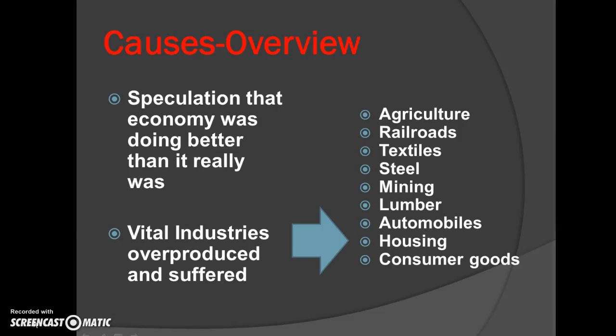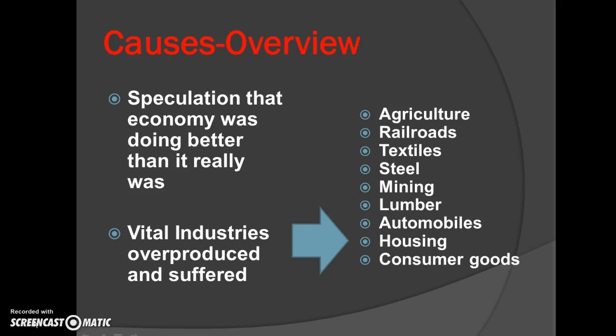One major cause is speculation that the economy was always going to do well, and people not really being prepared if they went out of business, they lost their job. So vital industries kept making more stuff, assuming that they would always be able to sell. When they didn't have enough money, they would borrow to produce more stuff to make more money. And it was a vicious cycle that came to a crash by the end of the 1920s.